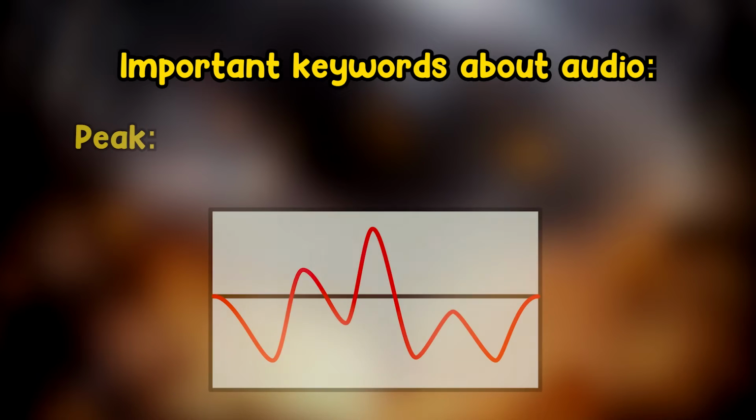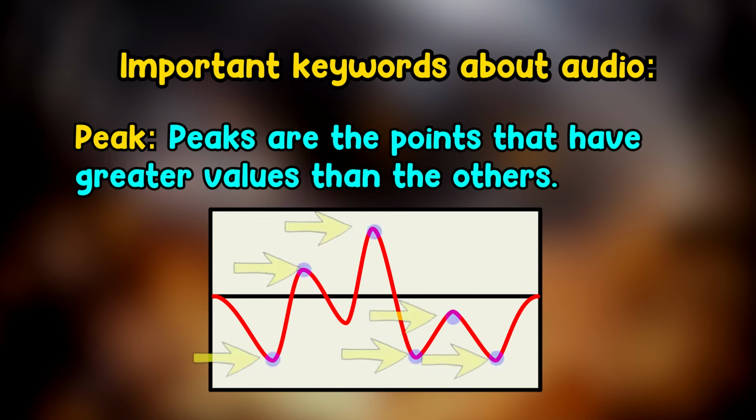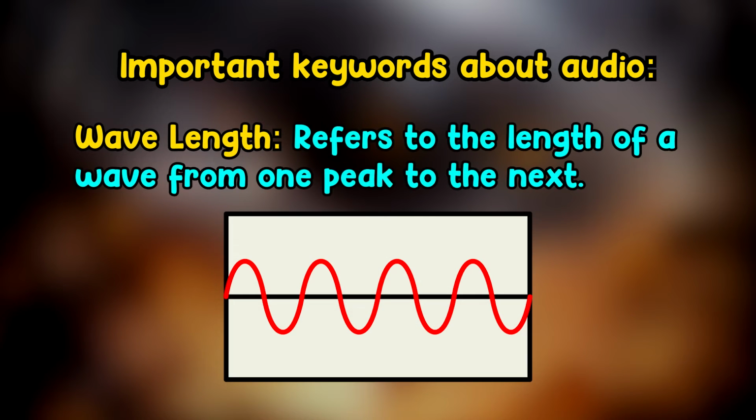The first word is peak. Peaks are the points that have greater values than the others. Then we have wavelength. It refers to the length of a wave from one peak to the next one. We call this distance wavelength.